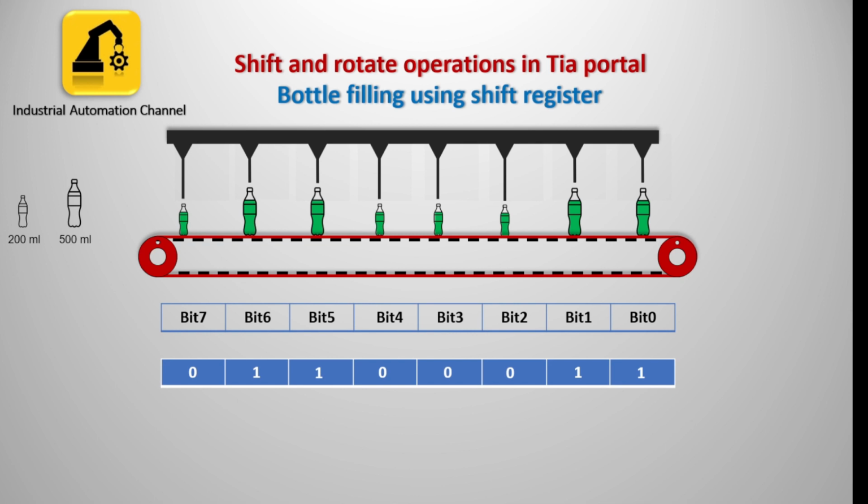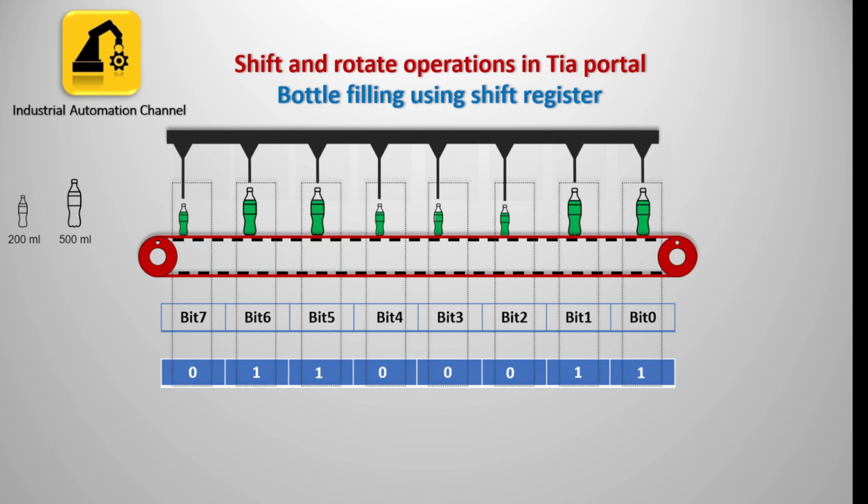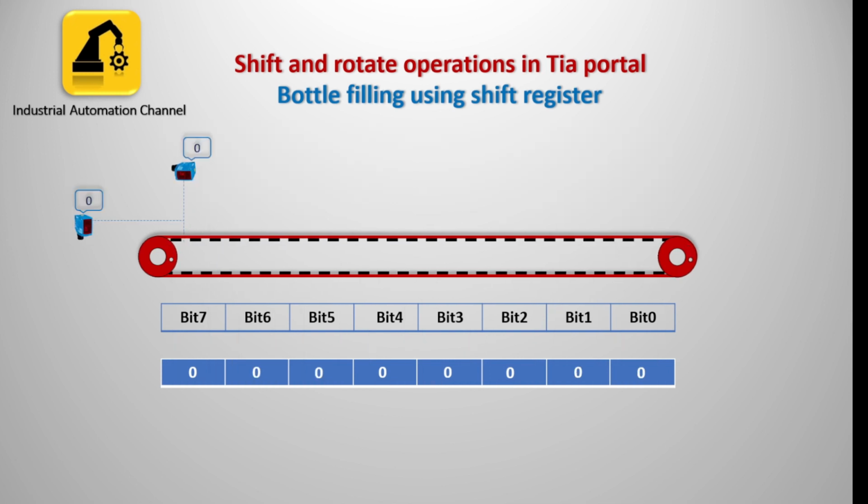Imagine these 8 filling places as data bits of a shift register. When the size of the bottle is 500 milliliter, we consider the data bit as 1 and 200 milliliter as 0. Now we can use a height sensor to detect which bottle is 200 milliliter and which one is 500. I have used another sensor. Think about it and write in comments the reason for using this sensor.